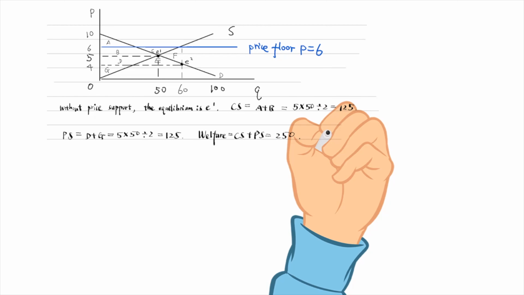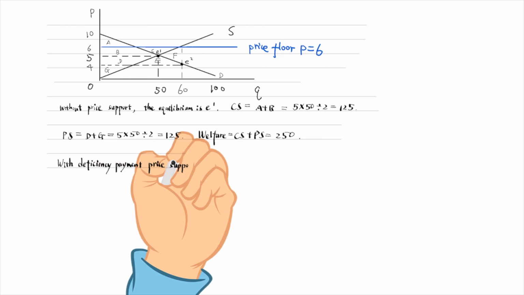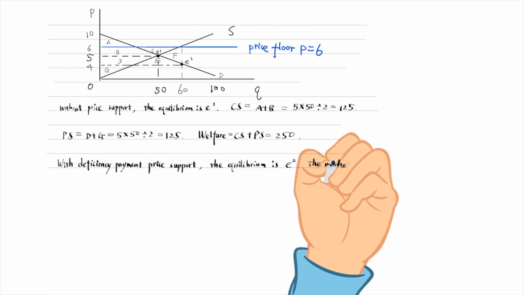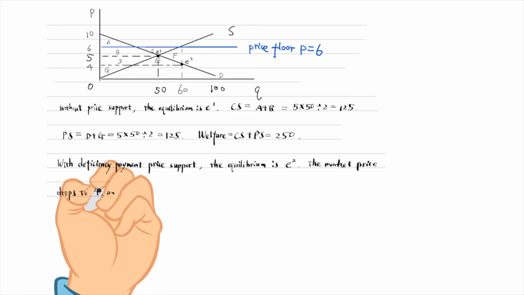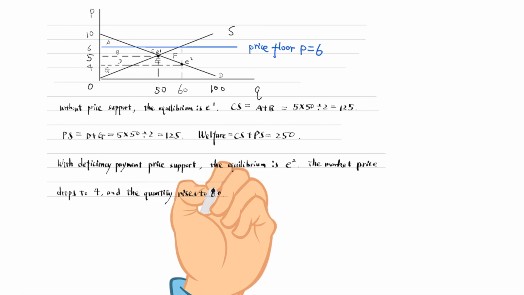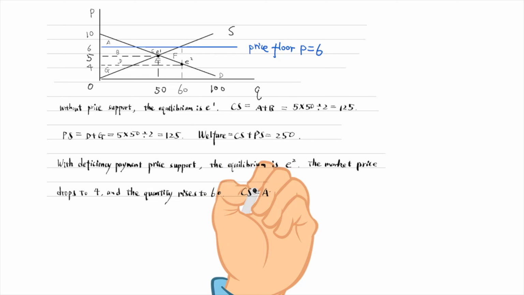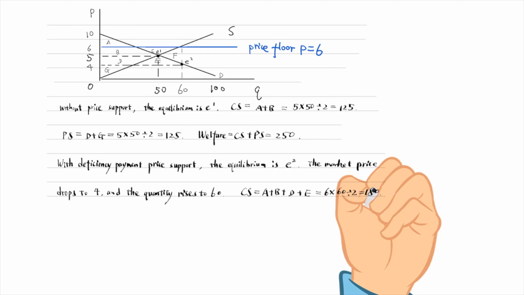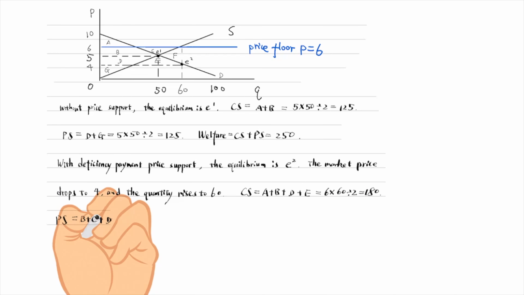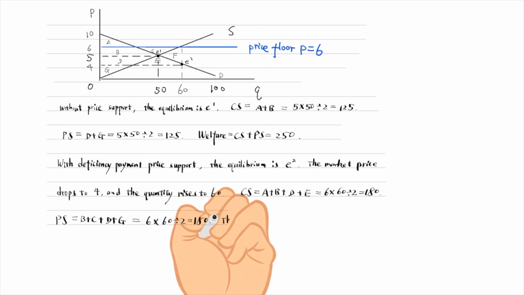With deficiency payment price support, the equilibrium is E2. The market price falls to 4, and the market quantity rises to 60. The consumer surplus is the large triangle area of A plus B plus D plus E, which is 180. The producer surplus is the area of B plus C plus D plus G, which is also 180. The producer surplus includes the deficiency payment received from the government.